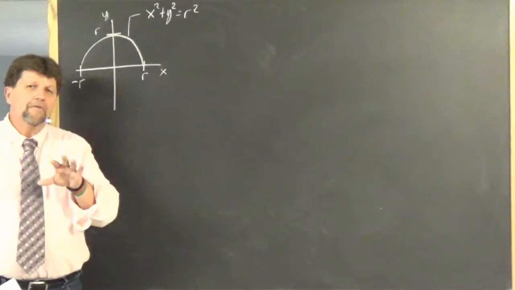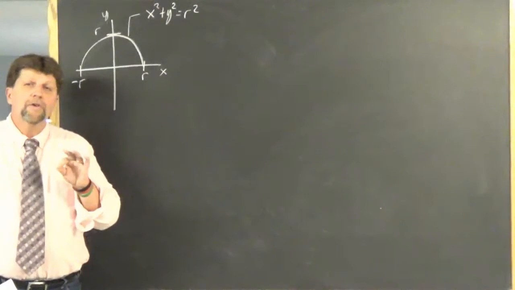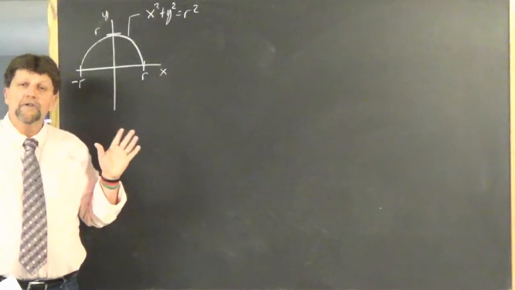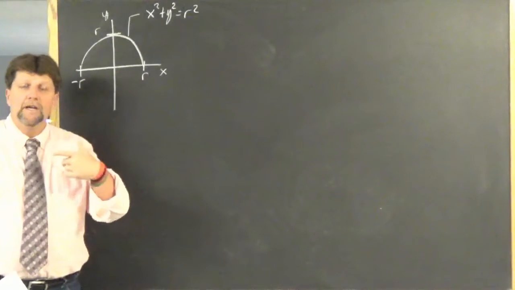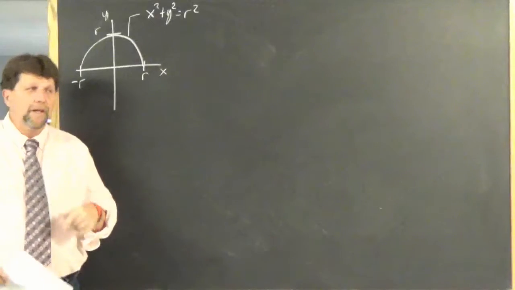Now we should know the formula for the volume of a sphere is 4/3 pi r cubed. So what we're going to do here is come up with that formula. We're going to verify that really is the formula.